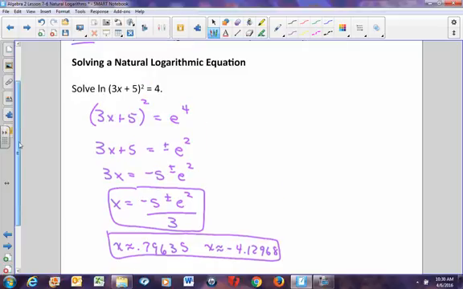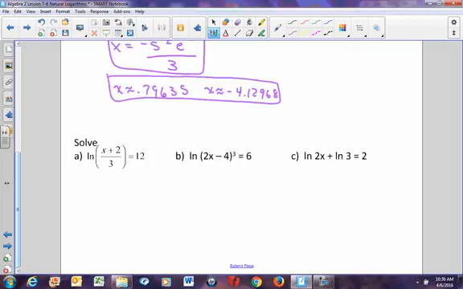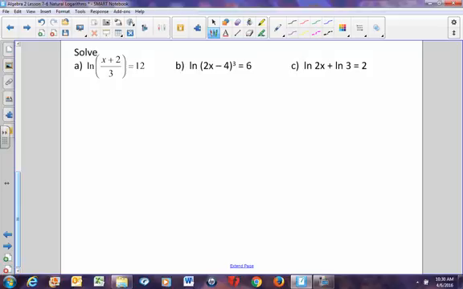All right, let's take a look at some more of these. Solve the natural log of x plus 2 over 3 equals 12. So if I wrote it in exponential form, I'd have x plus 2 over 3 equals e to the 12th power. Okay. So if I was to cross multiply as a proportion, I would have 3 e to the 12th power equals x plus 2. So 3 e to the 12th minus 2 equals x.